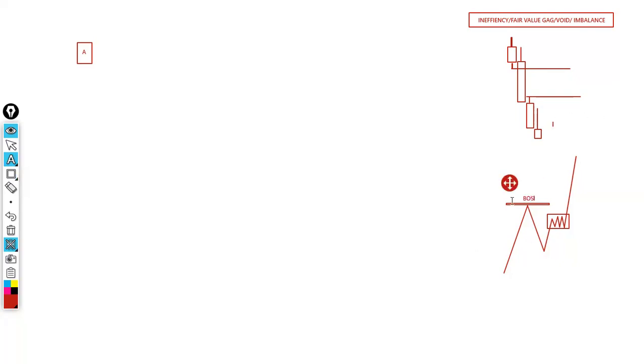So this is what we'll call a breaker block. Whatever it means to you, maybe you have heard a different interpretation of what a breaker block is, but please, this is the best way to simplify it. This is what I tag as a breaker block: the last consolidation before a break of structure. So I really value this.